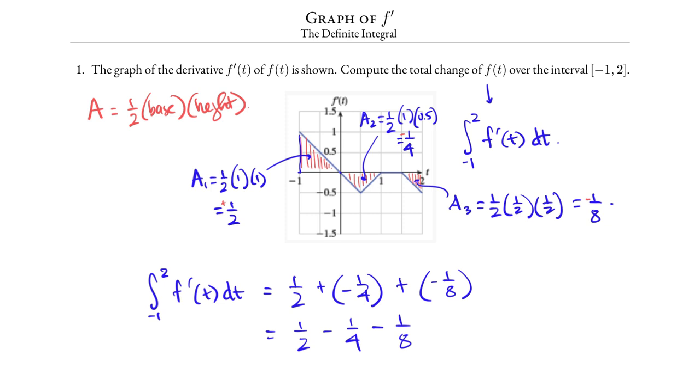The common denominator is 8, so we multiply 4 to the first fraction, multiply 2 to the second fraction, and we get 4 minus 2 minus 1, or 1/8. From 1 to 1.5, the graph, the functional value is y equal to 0, so there's no area, so we ignored it.